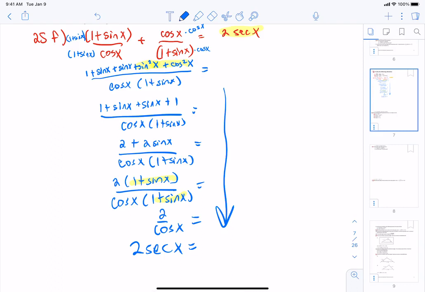Remember, keep looking back at what's my answer, what am I trying to get, what is 2 secant? Secant is 1 over the cosine, so that's 2 over the cosine. You know, keep going back to what am I trying to accomplish. You're trying to get the sides to match. Pick a side, manipulate it.